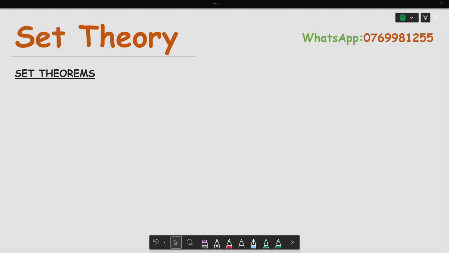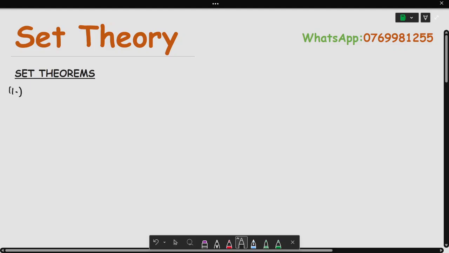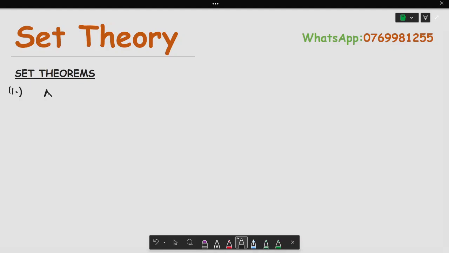In this video, we'll be looking at set theorems, where we will just look at some of the unique properties that sets have. So the first one that we're going to look at is the complement of the complement. If you have the complement of a complement, we're saying that the complement of a complement will be equal to A.